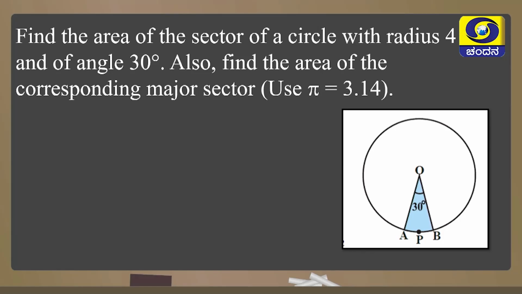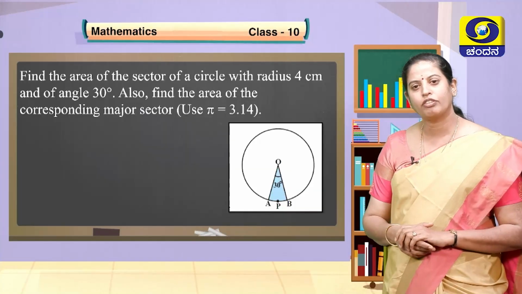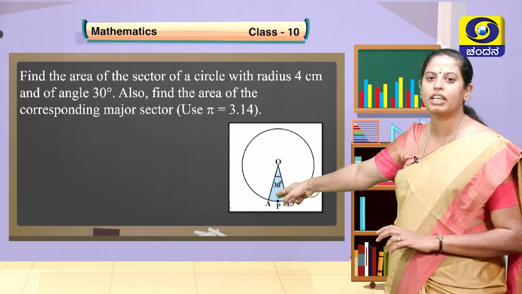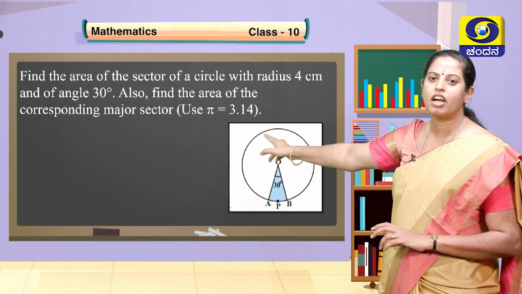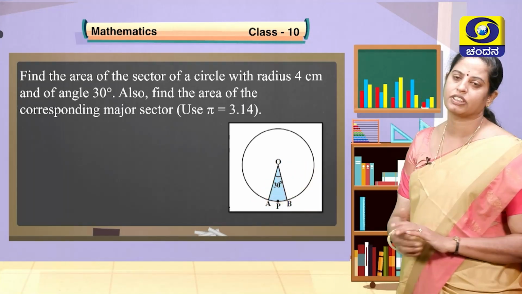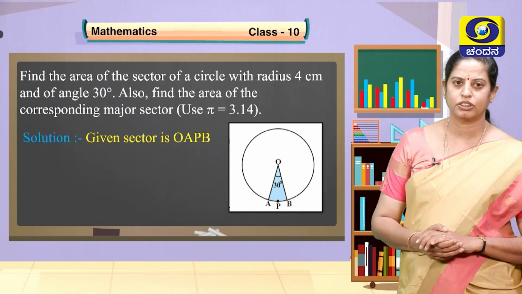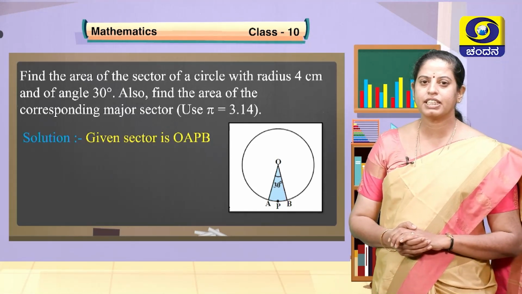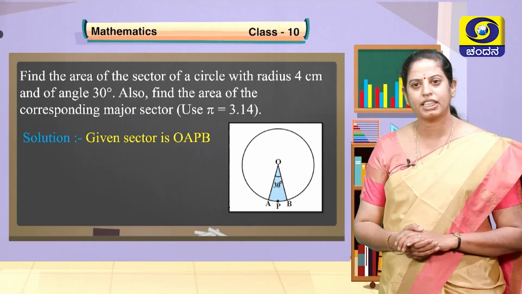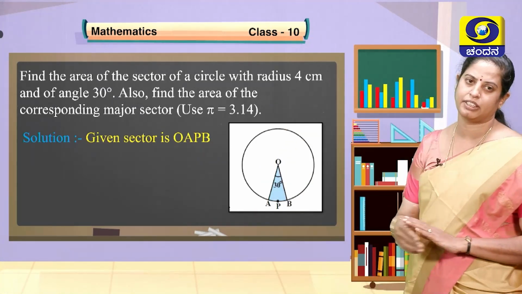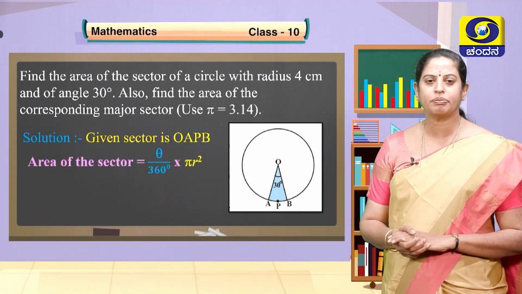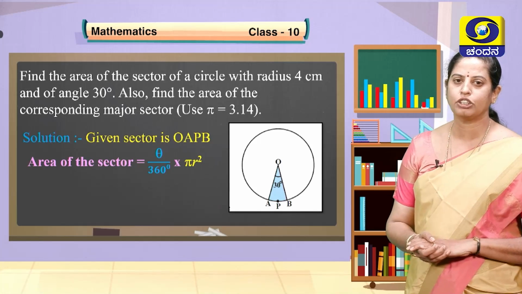First we have to find the area of the minor sector, then we have to find the area of the major sector also. If we know the area of minor sector, area of the circle minus minor sector gives the area of major sector. So, we know given sector is OAPB with angle 30 degree and radius, what is the radius given? Yes, it is 4 centimeter. Therefore, area of the sector is given by theta by 360 into pi r square.